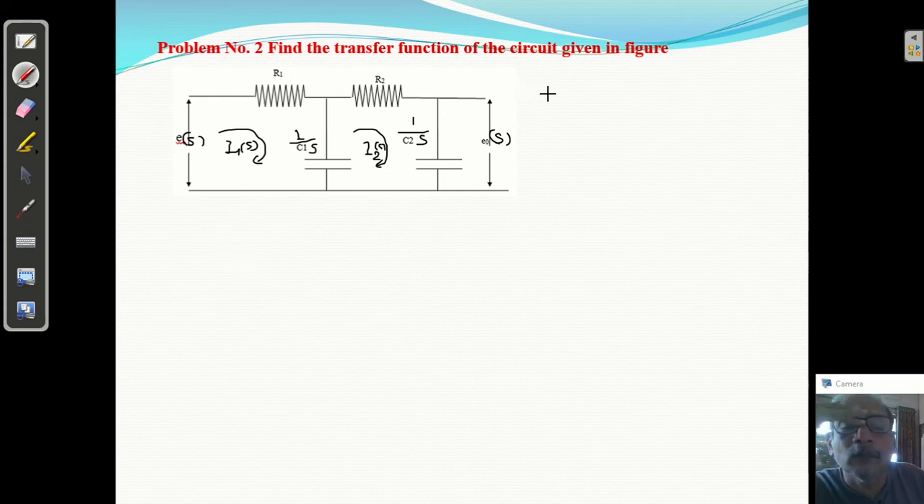Now first, what is the E out? E out of S, directly from here, the voltage across here equals 1 upon C2 into S into I2 of S. This is equation number 1. I got E out in terms of I2.